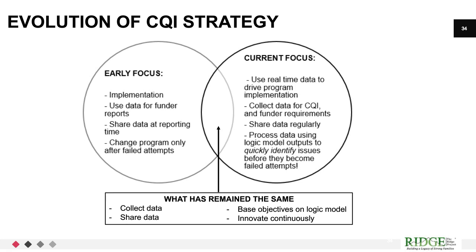And then we changed program only after failed attempts. So let's say we had semi-annual reports, we'd be collecting this data, but we really wouldn't bring all the data together until, okay, our semi-annual report is due in 30 days. We need to start crunching numbers so we're prepared to submit our semi-annual report. And at that time, we'd say, oh my, right? Oh, this is doing really well. That school or this district doesn't seem to be doing well.